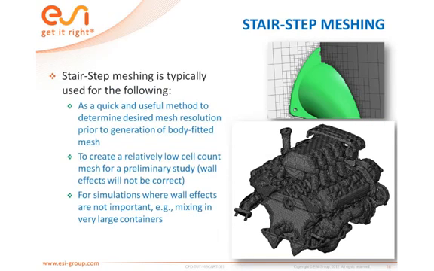Let us go over each of these mesh types and highlight their usage and applications. Stair-step meshing is typically used to generate a relatively low cell count mesh for preliminary studies. For simulations where wall effects are not important, this type of mesh could also be used for final analysis. Generating a stair-step mesh can also serve as a quick and useful method to determine desired mesh resolution prior to generating a body-fitted single-domain or multi-domain mesh.